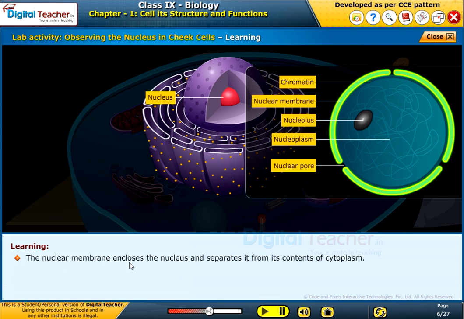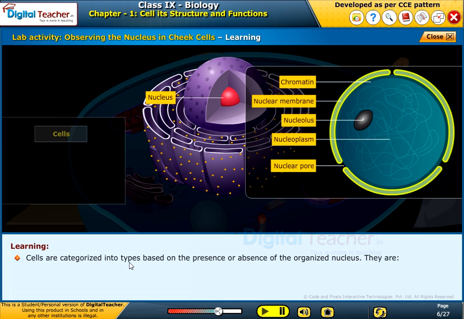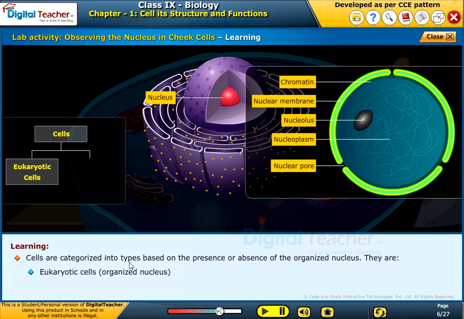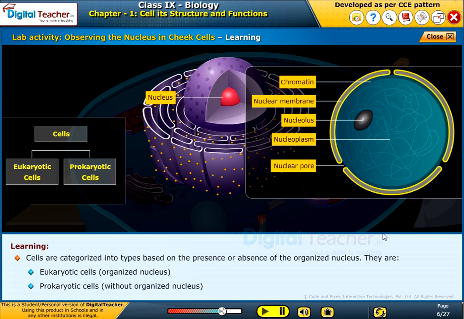The nuclear membrane encloses the nucleus and separates it from the contents of cytoplasm. Nuclear membrane is similar to the cell membrane. Cells are categorized into two types based on the presence or absence of the organized nucleus. They are eukaryotic cells, with organized nucleus, and prokaryotic cells, without organized nucleus.